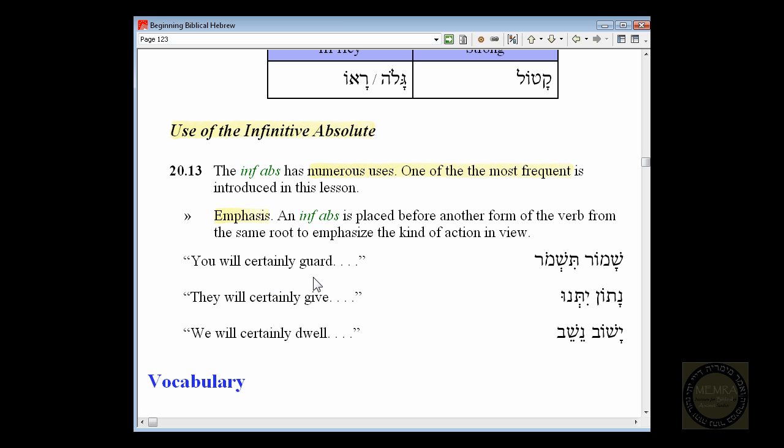So, you will certainly guard. This is actually the formation in Genesis 3 with "you shall surely die," with the serpent speaking to Eve. Or "you shall not surely die," okay? In that case, it's negated. This is the formation right there, the so-called emphatic formation. Infinitive absolute plus imperfect of the same lemma. So this is all you need to really know about the infinitive absolute in terms of translation in this chapter.